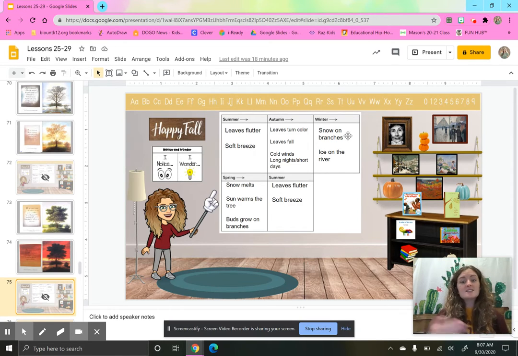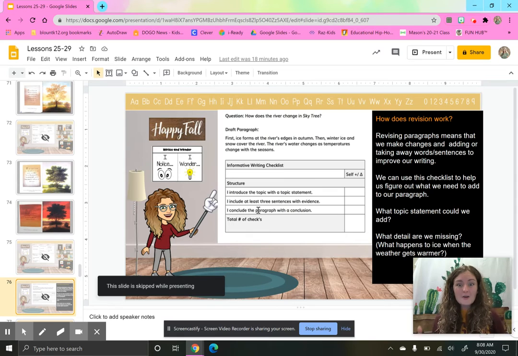But then in the spring, what do we start to see more of? We start to see more sun. And the sun warms the tree and the ground. And because it warms the tree, what starts to melt? The snow and ice. And with that warmer weather and those longer days, what starts to grow back? The buds that turn to leaves. So it is a cycle, friends. We see this year after year.